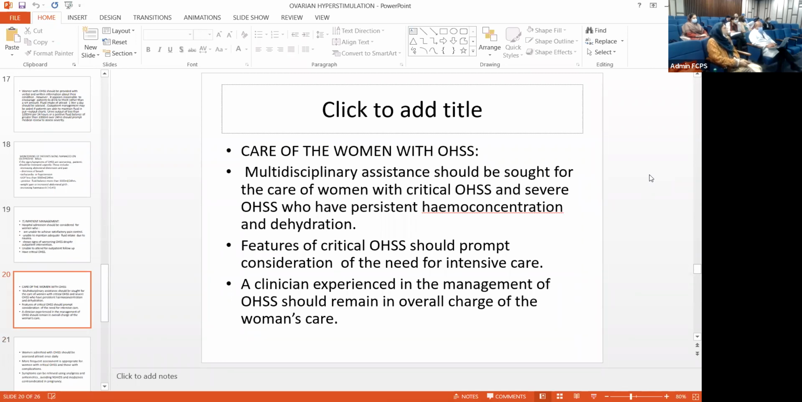Inpatient care of the woman with OHSS. Multidisciplinary assistance should be sought for the care of women with critical OHSS and severe OHSS who have persistent hemoconcentration and dehydration. Features of critical OHSS should prompt consideration of the need for intensive care. A clinician experienced in the management of OHSS should remain in overall charge of the woman's care.